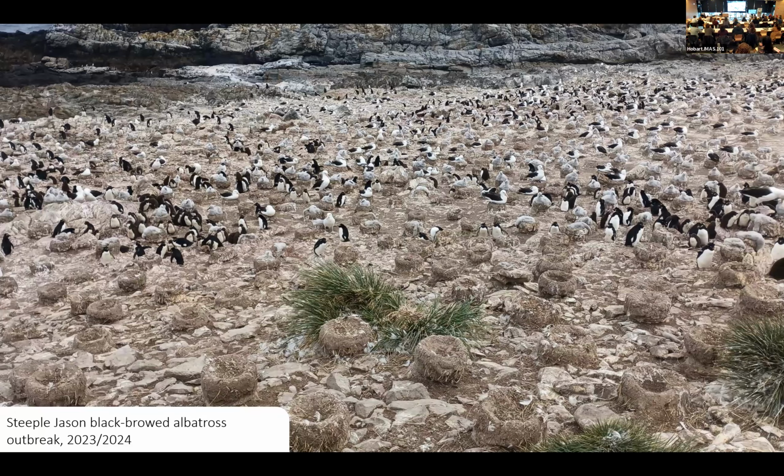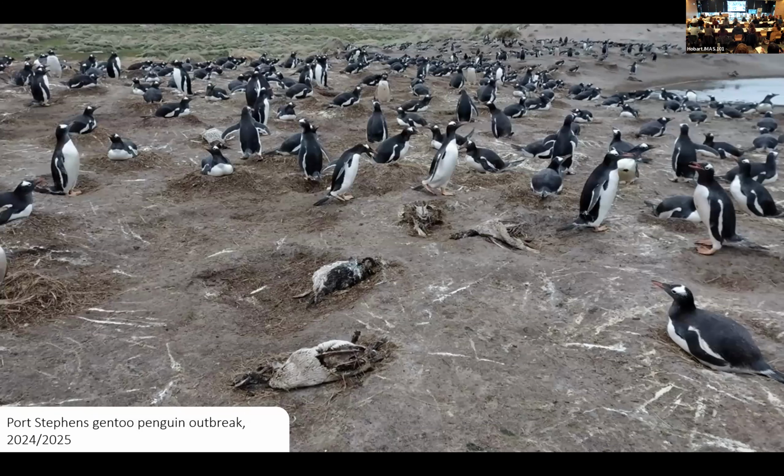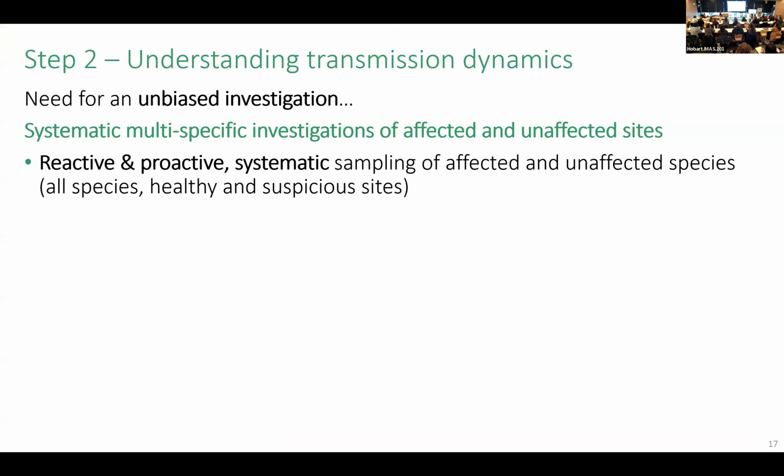To change from the dead seal pictures, now we have dead bird pictures. You can see here the albatross colony on Steeple Jason, where we have a lot of dead chicks, a lot of empty nests, a lot of feathers. Albatrosses with penguins happily living in the middle. So it looks like some species might be more affected than others, as Ralph was mentioning. And here a Gentoo penguin colony, where the more you look, the more dead animals you find.